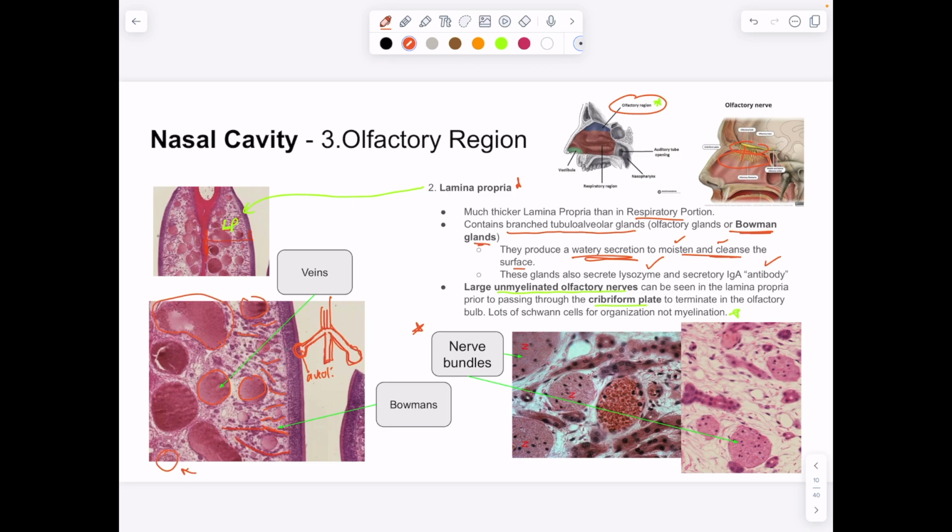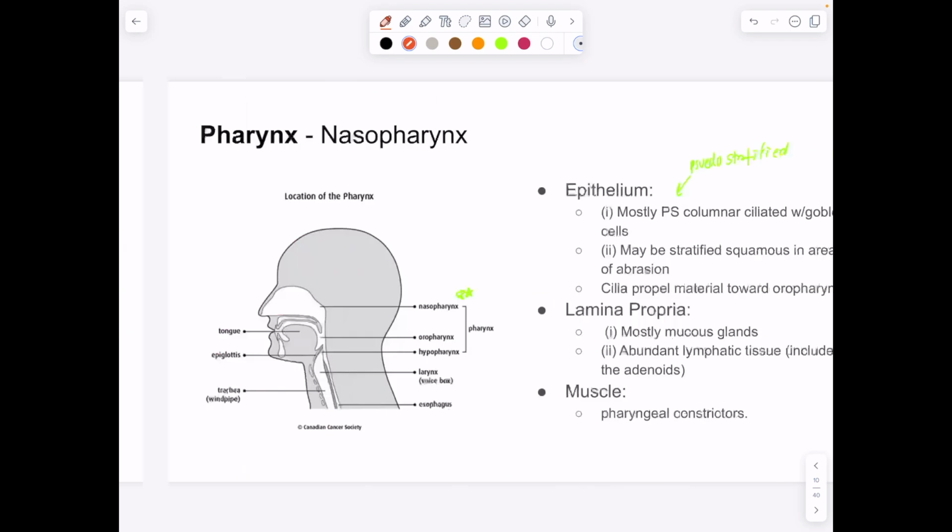And then here's the edge of a nerve, which is from the olfactory cells. Their nuclei are right here, and their axons are going to come back here and then travel through the cribriform plate into the olfactory bulb. All right, so lamina propria, deep to the epithelium. We saw our veins. We have Bowman's, these squiggly lines right here. Then we have our nerve bundles, and we have a lot of veins in this region as well to continue to warm the blood that's passing through this area.